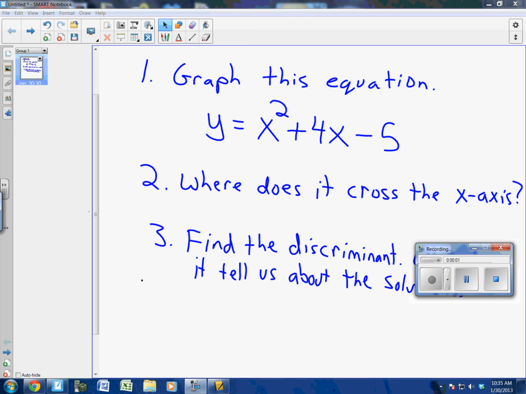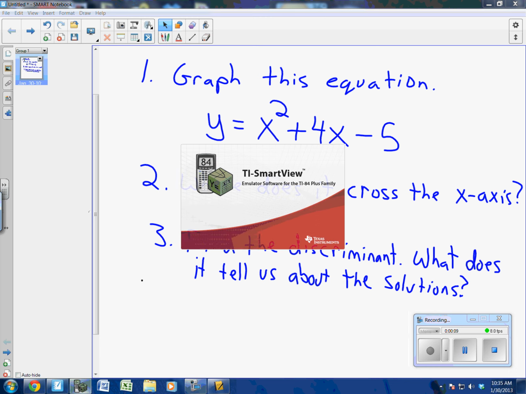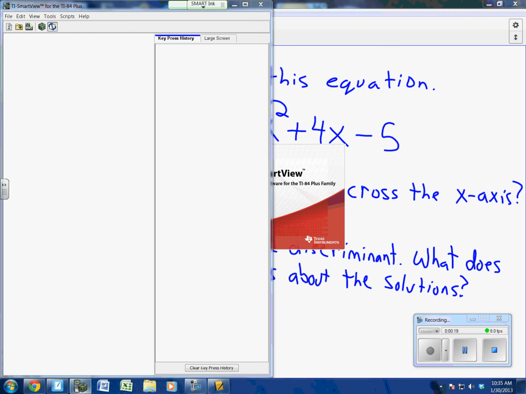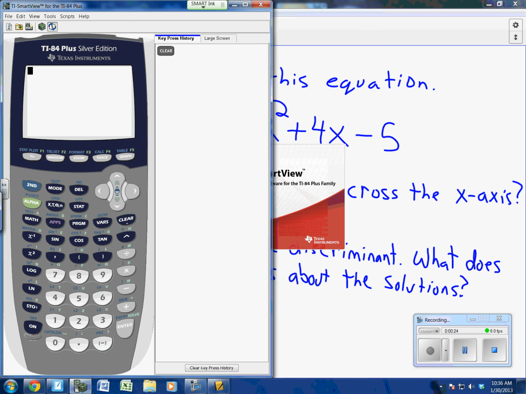Spell work problem right here, we were supposed to graph this equation in your calculator. If you graphed it in your calculator already, you should have noticed where it crossed the x-axis. What did you guys find out? Where did it cross the x-axis? -5 and 1? Okay. Yeah, we're going to do this right here.